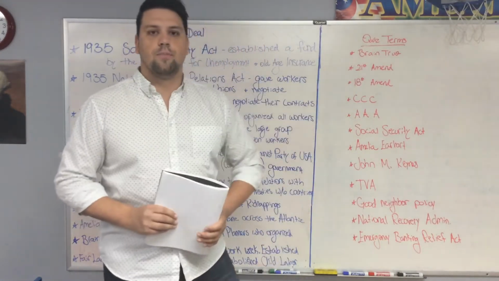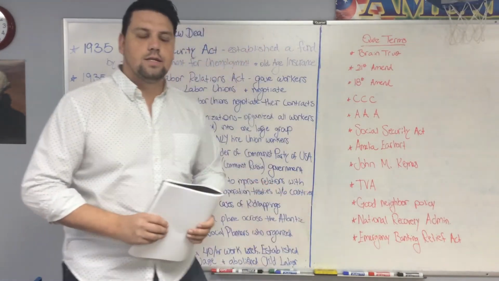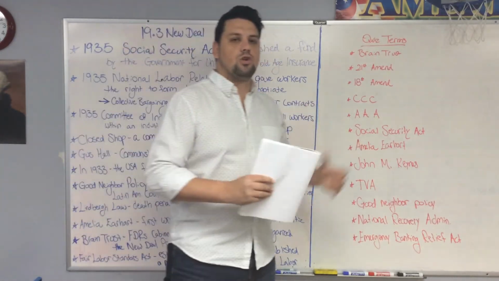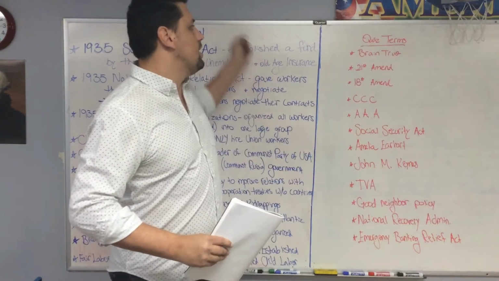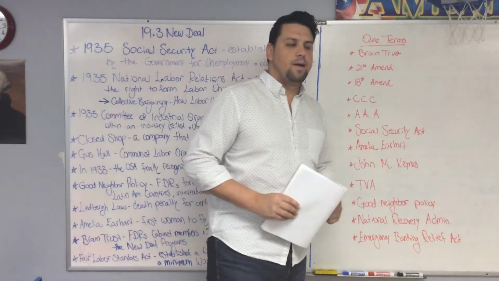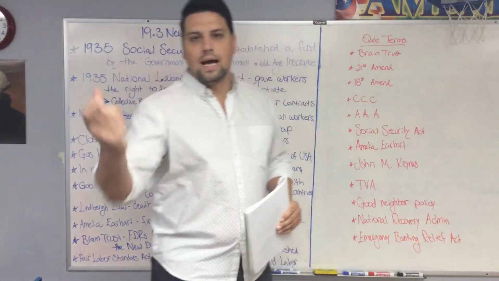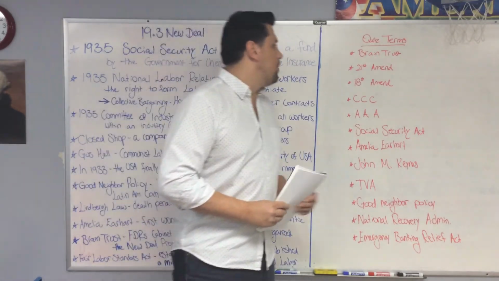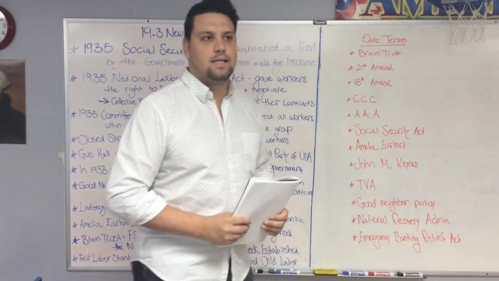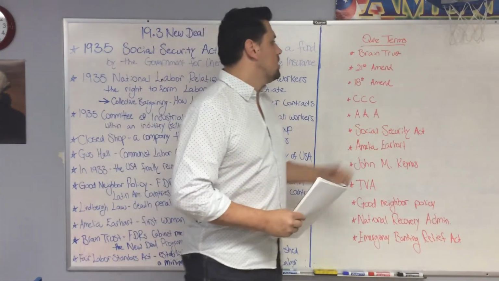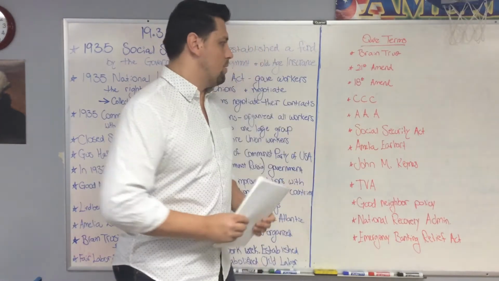The first one, of course, is the Brain Trust. We just talked about the Brain Trust. It deals with Franklin Delano Roosevelt's cabinet and their socioeconomic program called the New Deal. The 21st Amendment, we've talked about. The 21st Amendment deals with prohibition, the one side of prohibition where it repeals the previous amendment, the 18th Amendment, which prohibits the sale of alcohol, or known as prohibition. 21st Amendment repeals the prohibition.